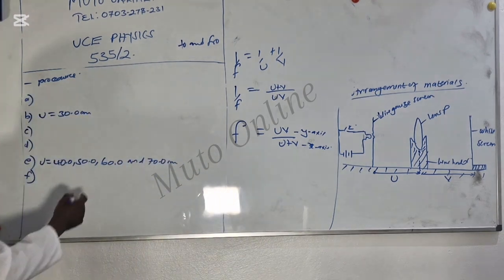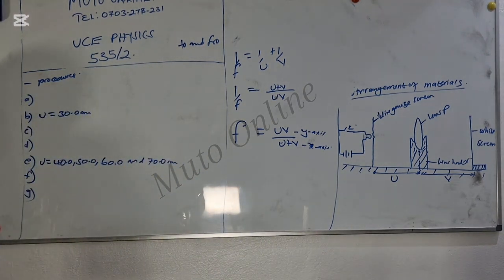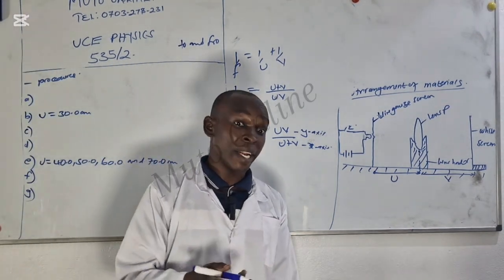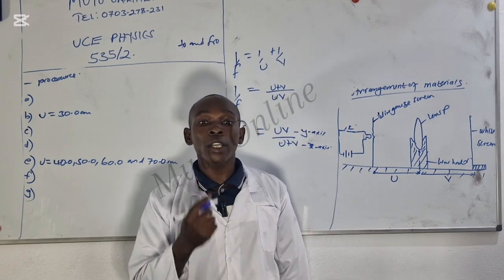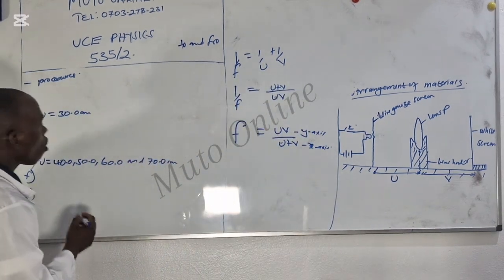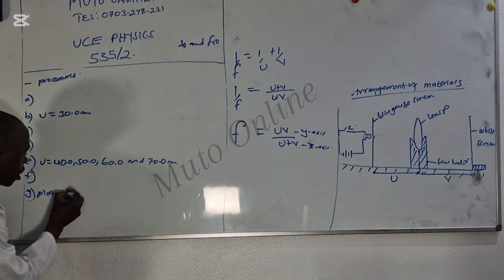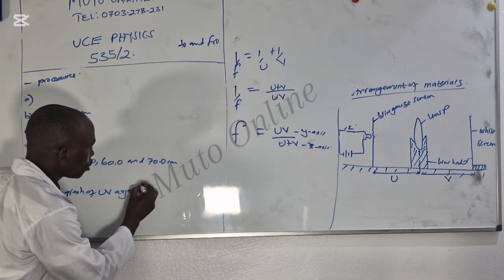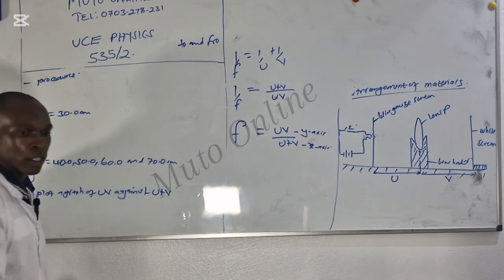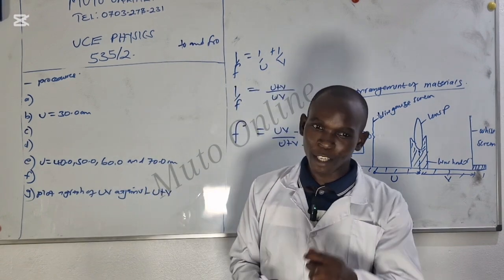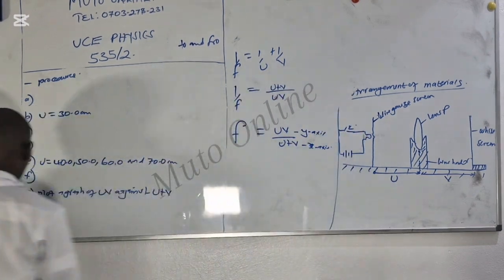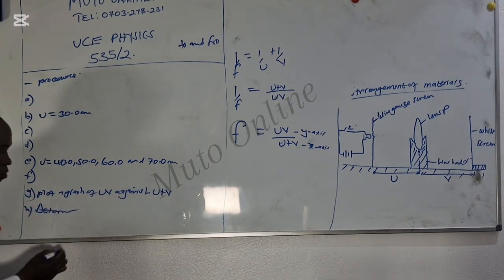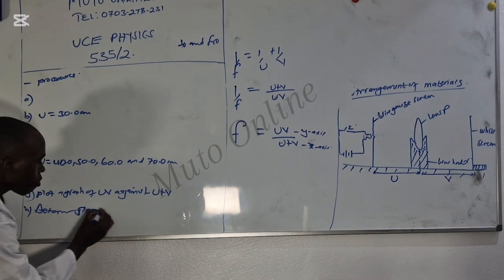Now, after that procedure, we have to go to G. Procedure G, we've recorded our values in a suitable table, including values of uv and u plus v. Up next, we need to plot a graph. So you say plot a graph of uv against u plus v. After plotting the graph, definitely we shall need to find the slope. So we shall say G, H, determine the slope of the graph. We can call the slope, slope F.